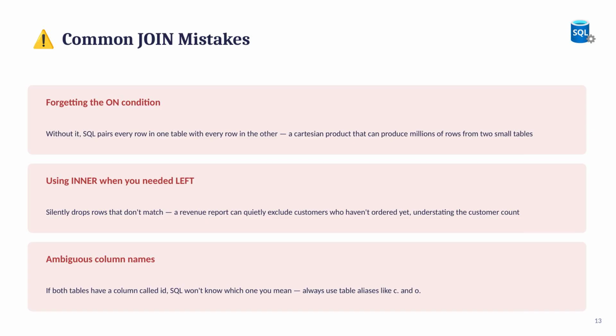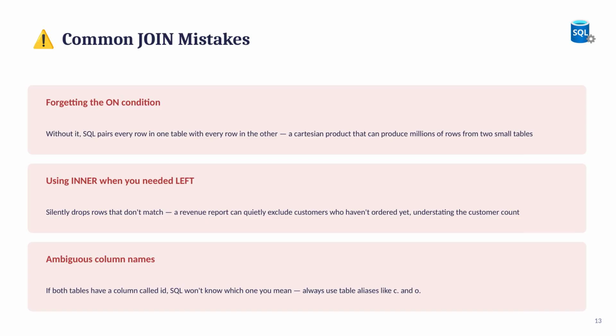Now, some common mistakes worth knowing before you hit them yourself. First, forgetting the on condition entirely. Without it, SQL pairs every row in one table with every row in the other, a Cartesian product that can produce millions of rows out of 2 fairly small tables, and can genuinely slow down or even crash a query against larger tables.